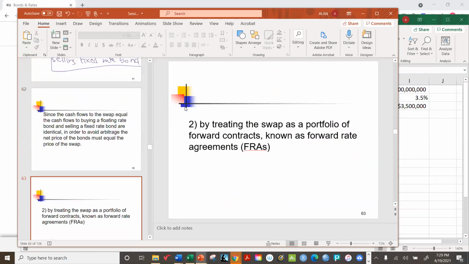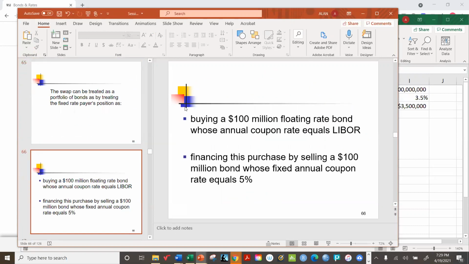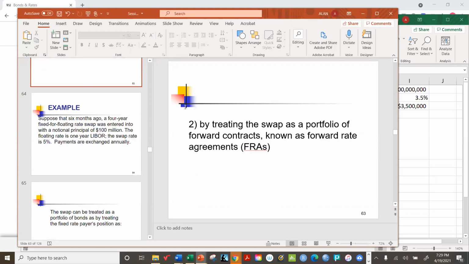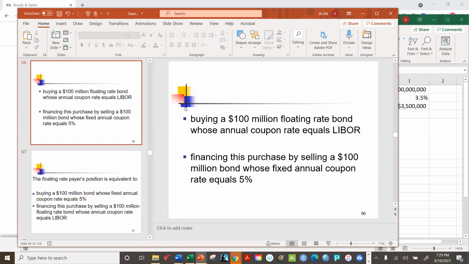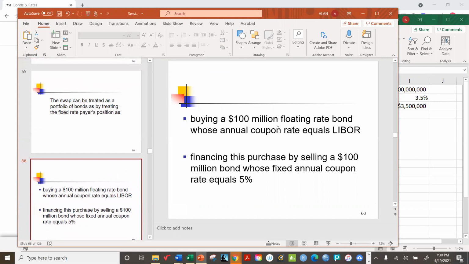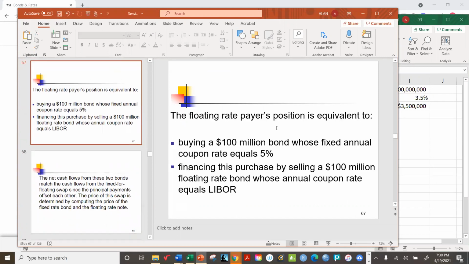the corporation is a fixed rate payer, has the same position as if they had bought a floating rate bond, a $100 million floating rate bond with a coupon of LIBOR, and paying for this by selling a $100 million fixed rate bond whose fixed annual coupon is 5%. Oh, and by the way, it should be understood that both of them must have the same maturity. Otherwise, we're comparing apples and oranges. And then the floating rate payer is just the opposite.